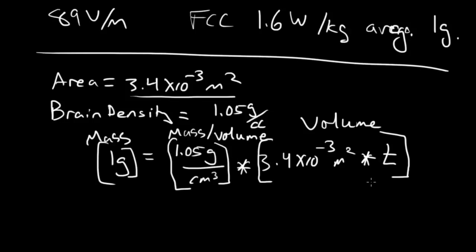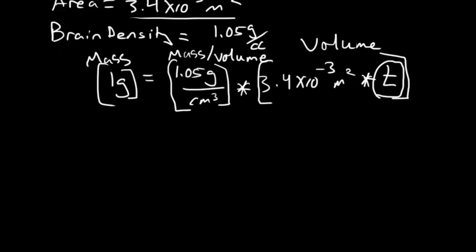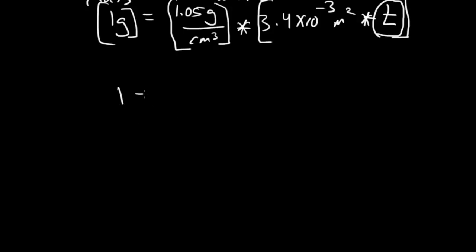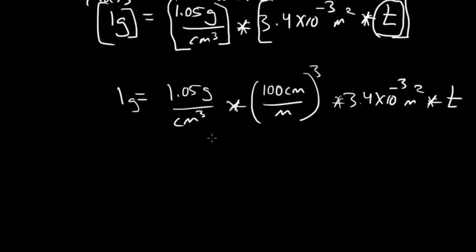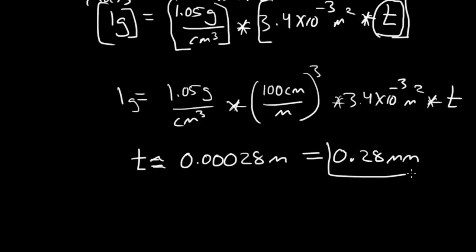Okay. We want to find T. We want to find this guy here. Okay, let's run through the calculation. 1 equals 1.05 grams, 1 gram per centimeter cubed, times 100 centimeters per meter, because I want to convert to meters, quantity cubed, times 3.4 times 10 to the minus third meters squared times T. I'm going to assume you can do the math there, and I'm going to show you that T is approximately equal to 0.00028 meters, which is equal to 0.28 millimeters. That's our thickness.